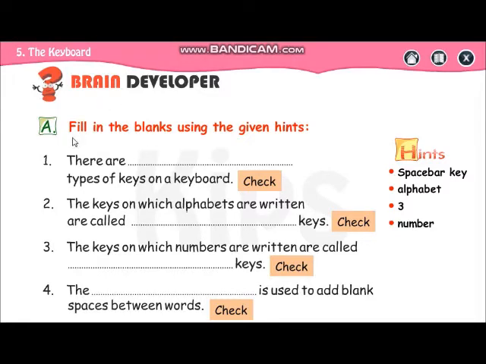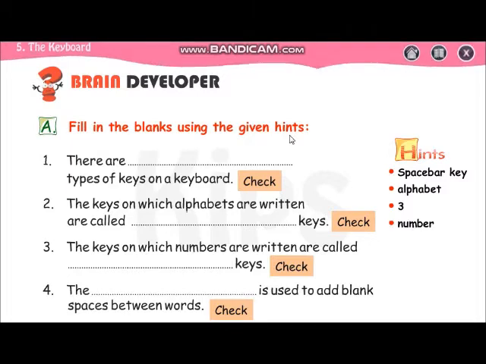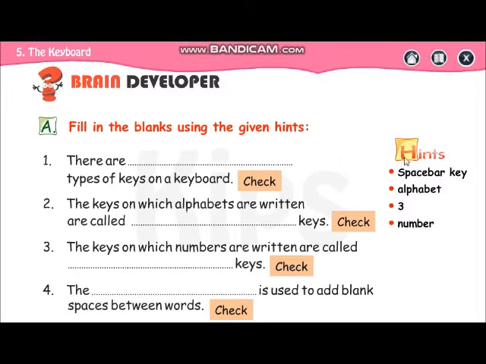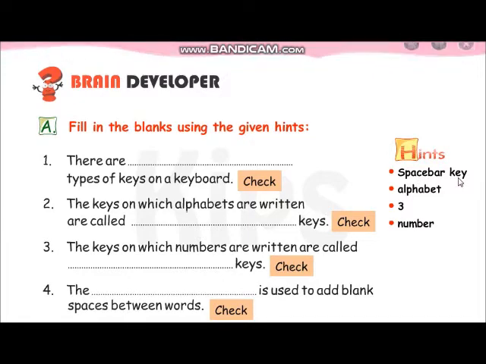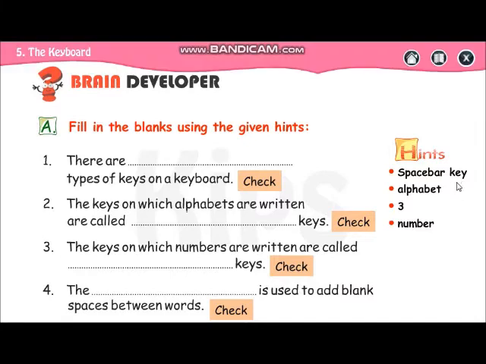So the first thing is here, filling the blanks using the given hints. Now what are hints? Hints means your help box which comes in an answer. So first let us read the hint box or your help box. Space bar key. SPACE is your space bar key. Alphabet. 3. Number. These are the answers which we have to fit in these places.